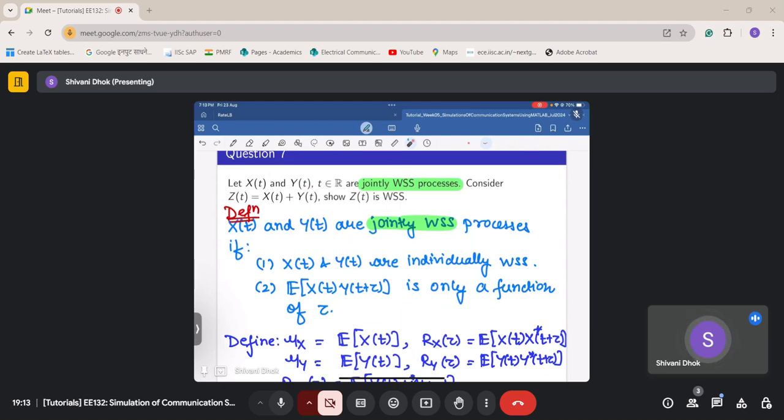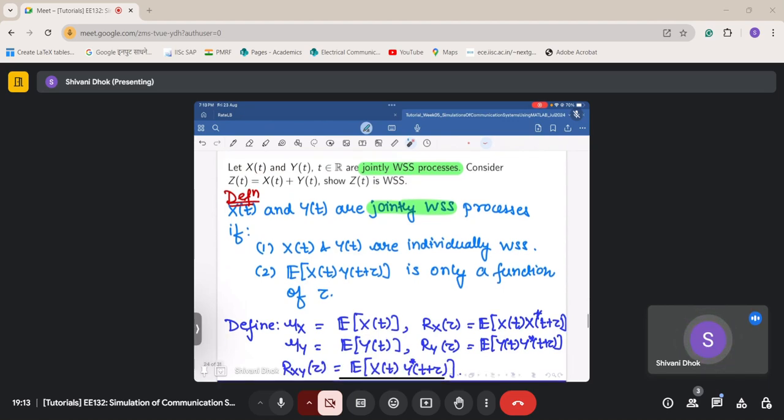And using these two properties, in order to show this particular thing, we define some notations just for simplicity. We say that mu x is the mean of xt, and since xt is wide sense stationary, it is constant with respect to time. So there is no time indexing here. Similarly, mu y is expectation of yt. Again, yt is a wide sense stationary process, and therefore this will again not be a function of time. It will be a constant with respect to time.